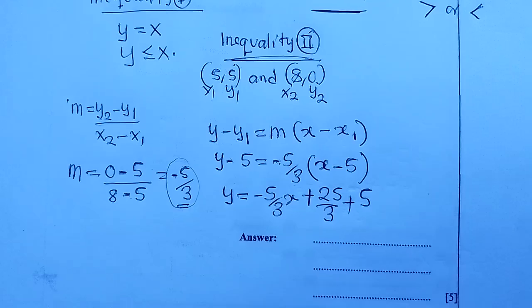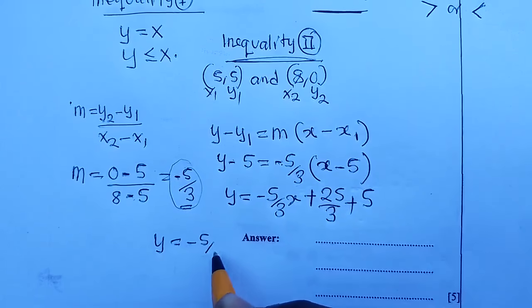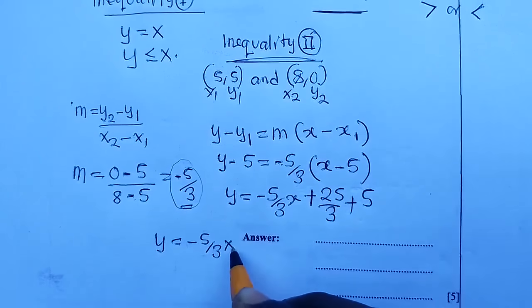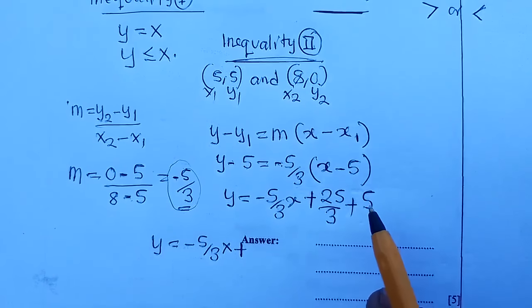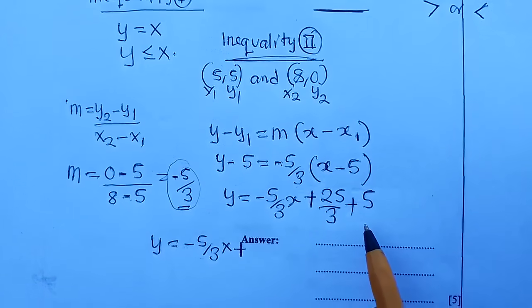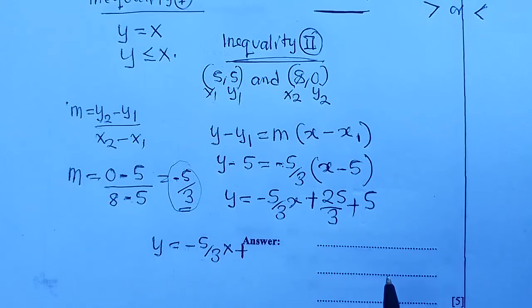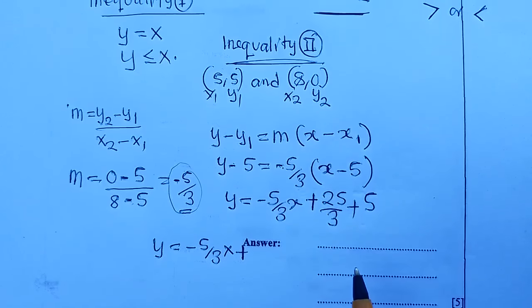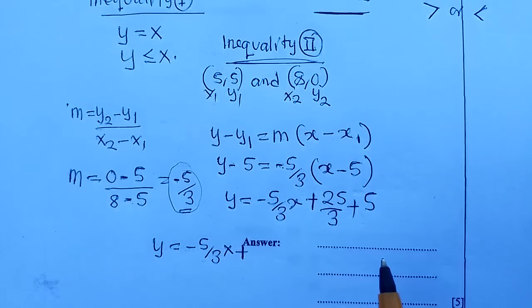So you say now finally your answer is what? I'm going to write it here. y is equal to negative 5 over 3x, then you say plus. So when you evaluate this part, what answer are you going to find? 25 over 3, then plus 5. What answer are we getting?